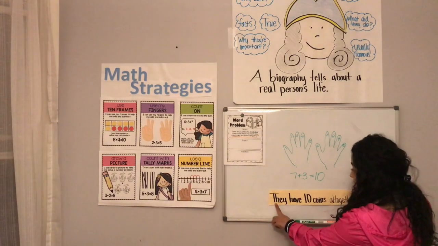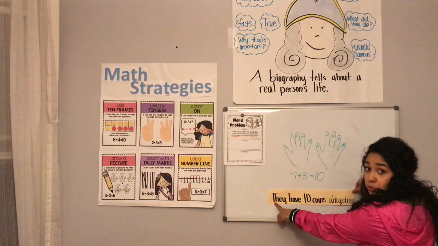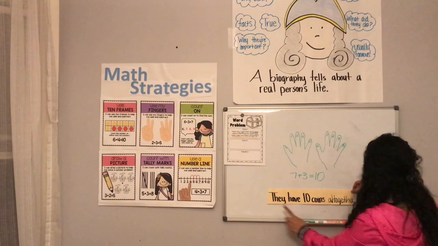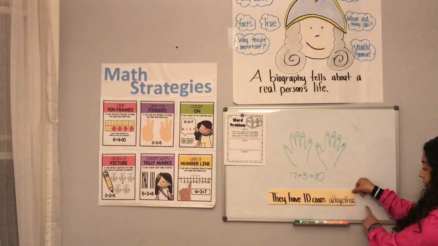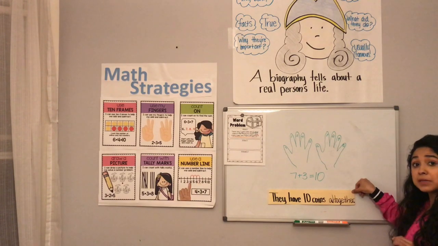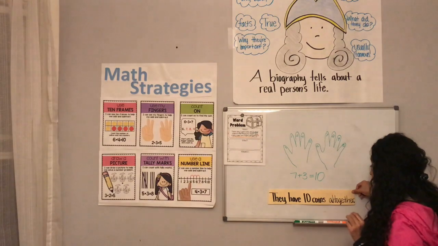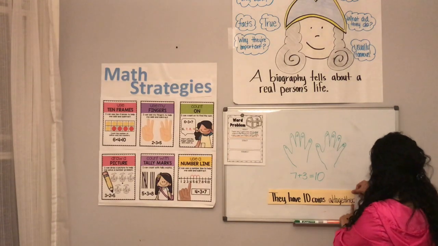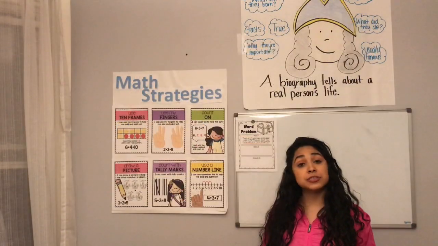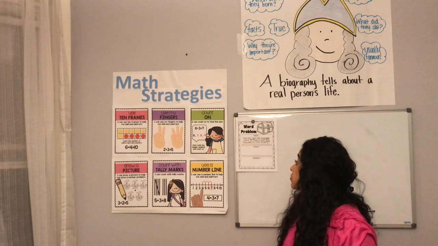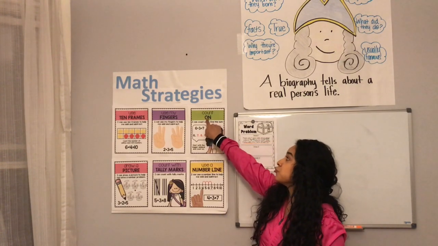So if you notice, I made sure that I have a capital letter at the beginning of my sentence, and then at the end of my sentence, I made sure that I added a period. Okay, so make sure that when you guys are writing your sentences, you are adding a capital letter and a period. So the next strategy we are going to look into is going to be the counting on strategy.